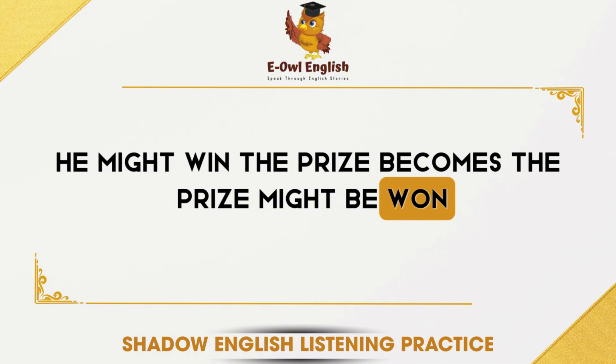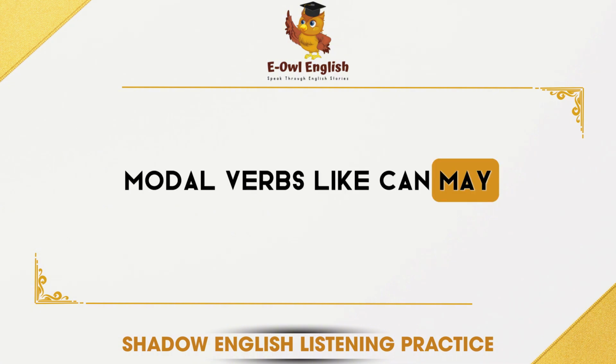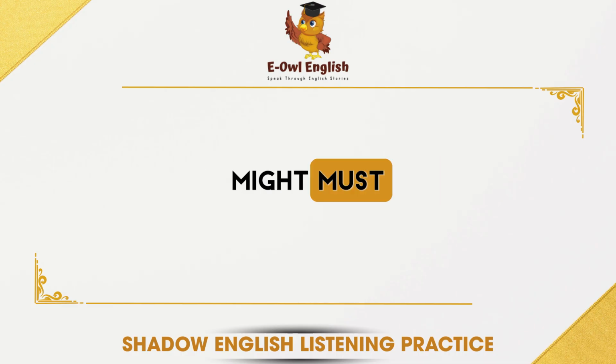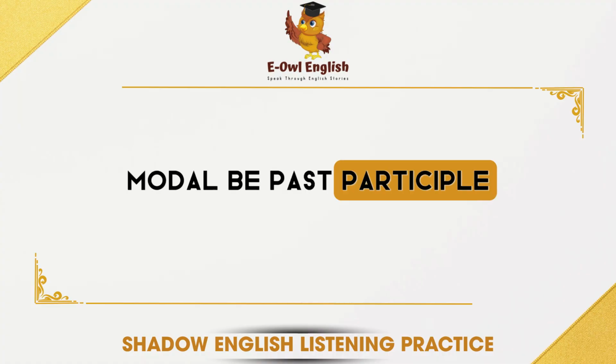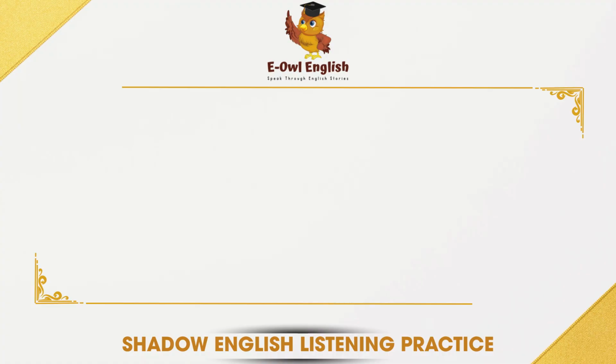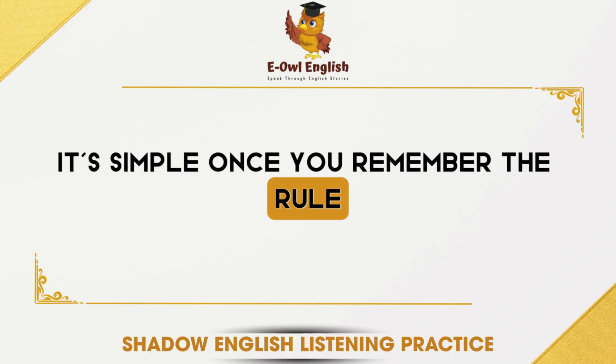He might win the prize becomes the prize might be won. Modal verbs like can, may, might, must, should, would, could all follow the pattern, modal, be, past participle. It's simple once you remember the rule.